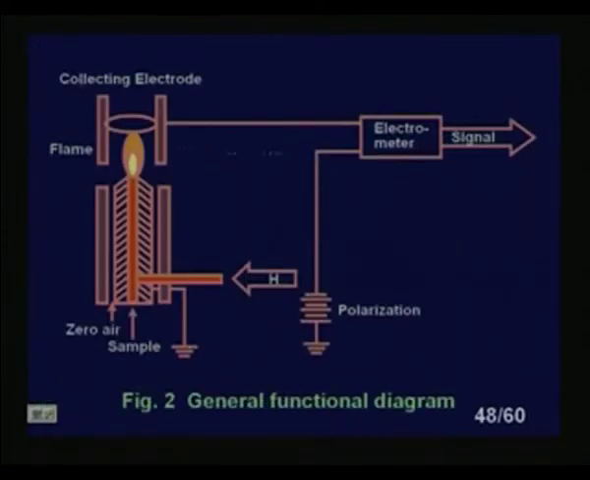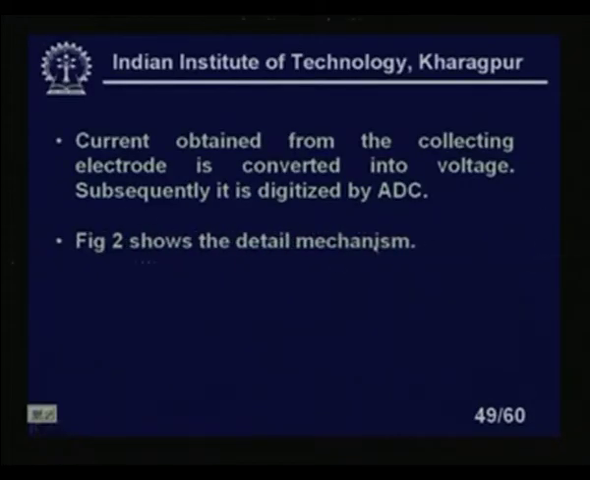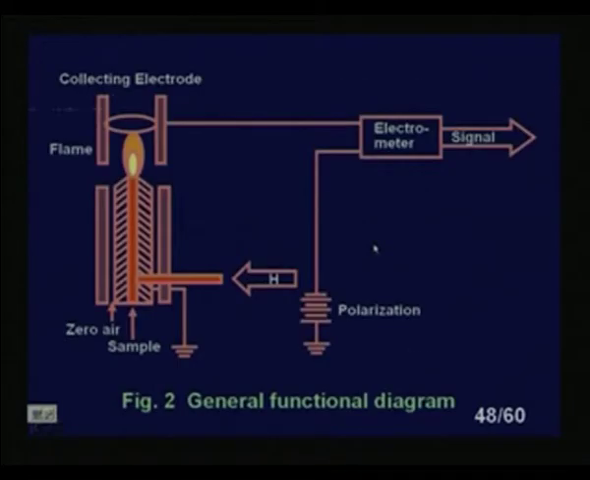Now, this is a figure of the general functional diagram of our detector. You see the polarization. We have a collecting electrode, we have a flame here, then we have a 0 here. The sample is injected through E1, and this electrometer. I am sorry. The electrometer is nothing but a high input impedance voltage meter. So, it will collect the signals like this, right.